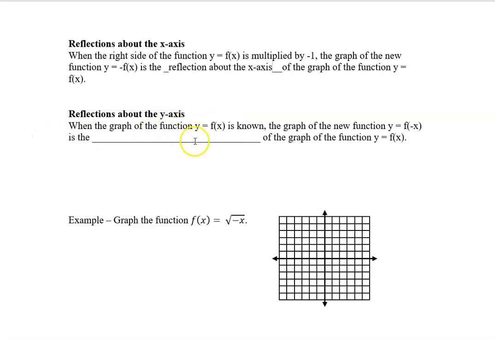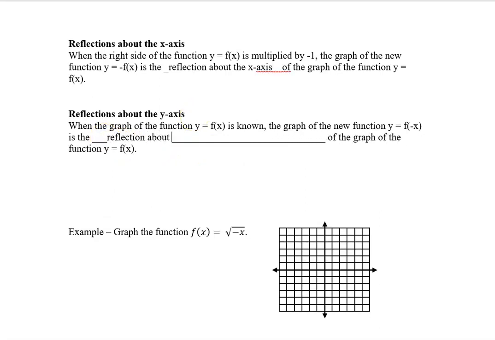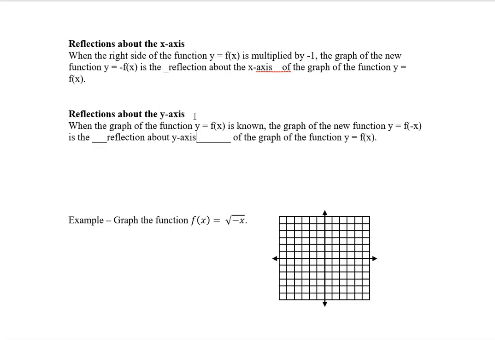When the graph of the function y equals f of x is known, the graph of the new function y equals f of negative x is the reflection about the y-axis of the graph of the function y equals f of x. So if we have the entire function being made negative, it reflects about the x-axis. If only the argument of the function is made negative, then the graph reflects about the y-axis.